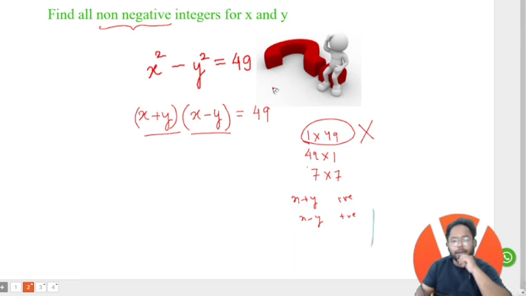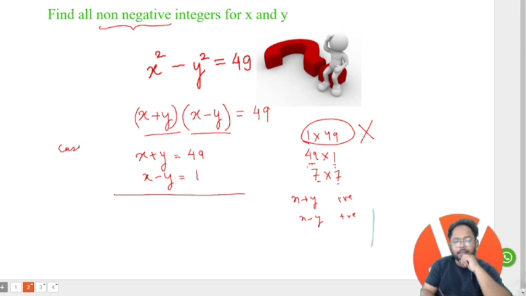Can we take 49 and 1? Yes, 49 and 1. Yes, it's possible. We are taking both as positive. So 49 and 1 and 7 and 7. So we can take here x plus y equal to 49 and x minus y equal to 1. So solving this, we can make this as case 1.